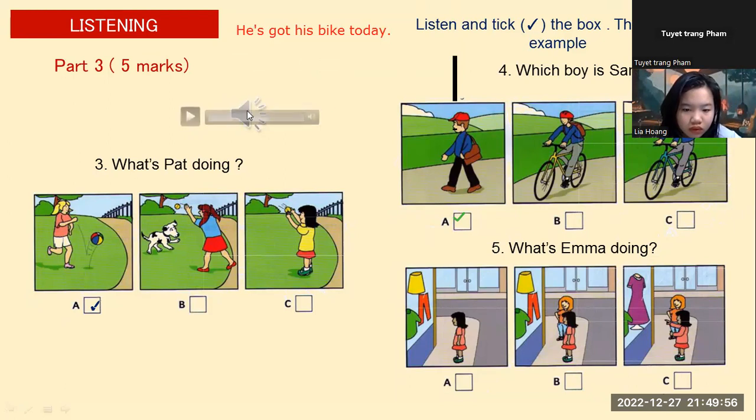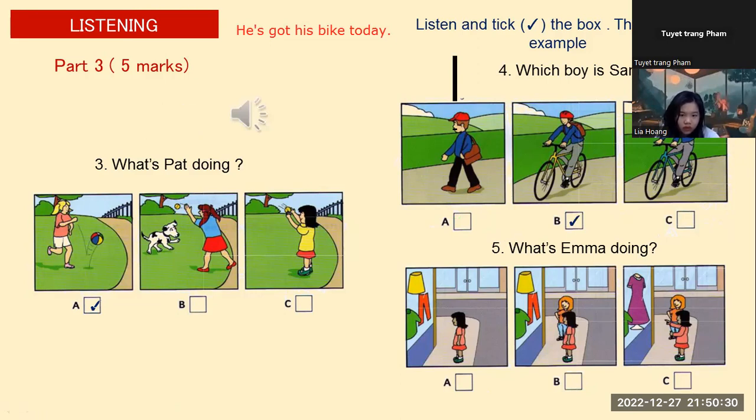Is Anne in the living room? Con có nghe không? Is Anne in the living room. Yes, that's right. Now continue. No, her sister's in the living room. À, bạn đó, bạn kia mới trả lời là no, her sister is in the living room. À, vậy là bạn An không có ở cái phòng khách rồi. Con xem bạn ở đâu. Vậy là mình loại được câu A rồi đúng không nào?